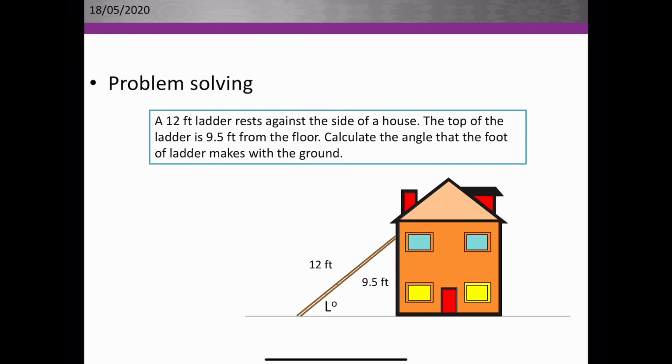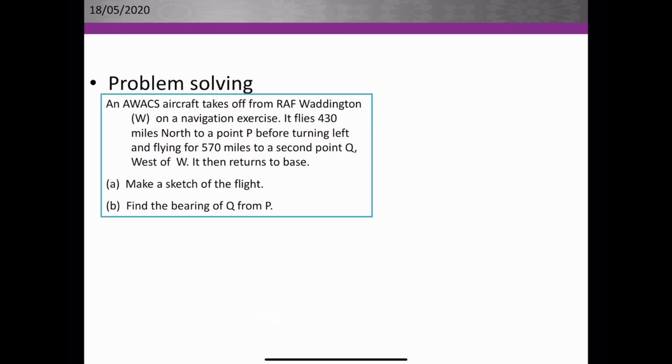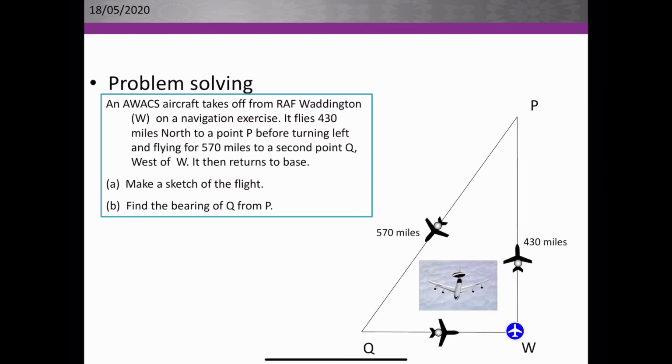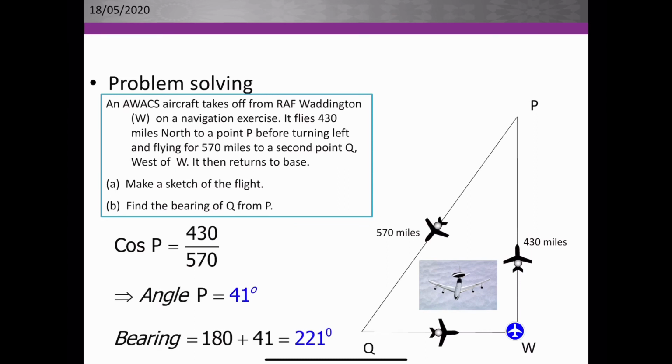Same again, pause the video for us. An angle would be 52. It takes off from RAF Paddington. It flies 430 miles north. It turns left. So make a sketch of the flight. Pause it and make a sketch of this flight. So this is what you should have. So cos P is 41, so angle P is 51. So the bearing is 180 plus 41, 221.